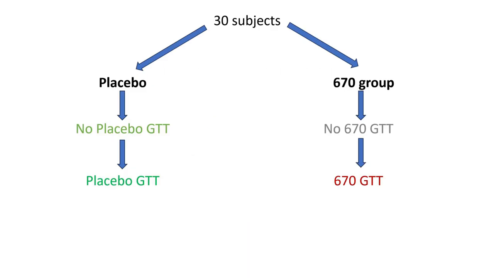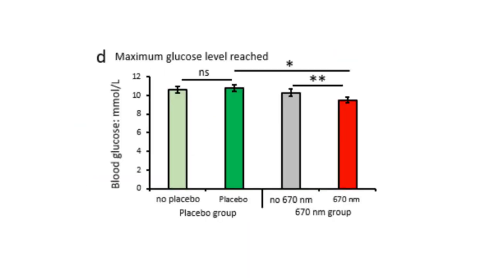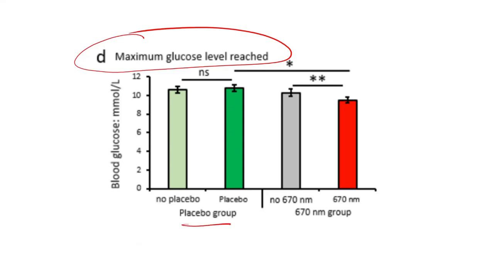All right, and now finally, let's look at all four groups. So here's the maximum glucose level reached. This one is the placebo group that was on the left. This is the 670 nanometer group on the right. This one here is with just the regular glucose tolerance test. And these here are after the lights are strapped on. Notice that those two are not different. This one, however, is different.